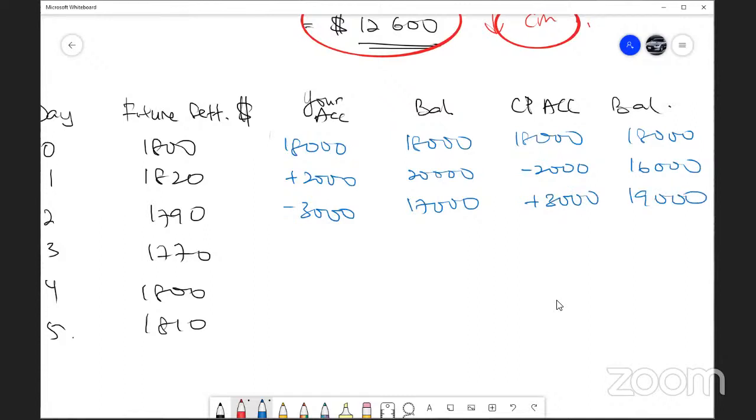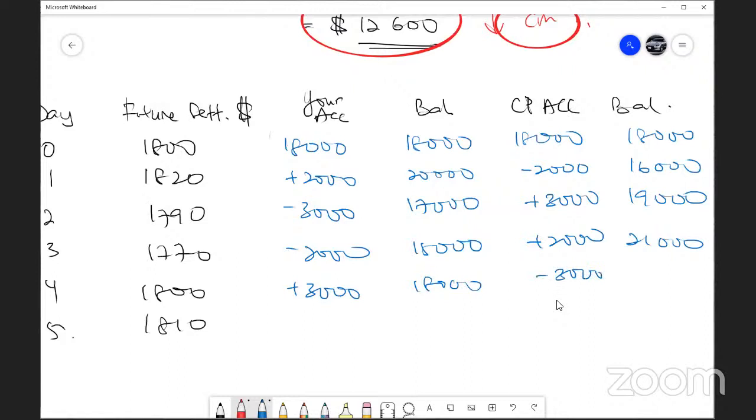The following one drops further, negative 2,000. Becomes 15,000. The counterparty gains 2,000, becomes 21,000. Then you gain again after that. 1,800 minus 1770 is 30. 30 times 100 is 3,000. So plus 3,000 becomes 18K. Minus 3,000 becomes 18K. Back to square one.